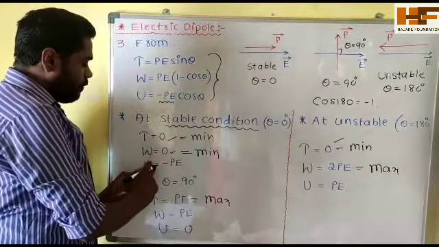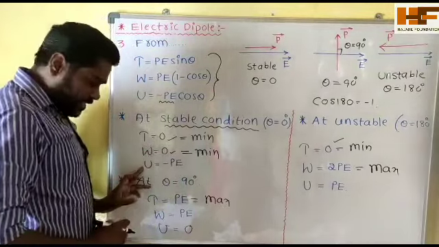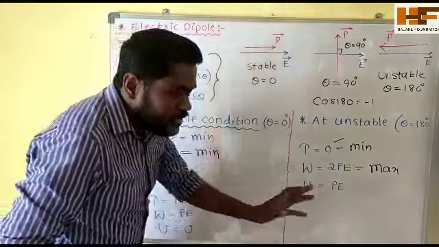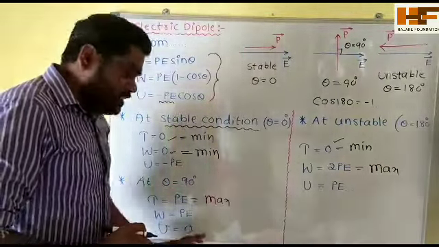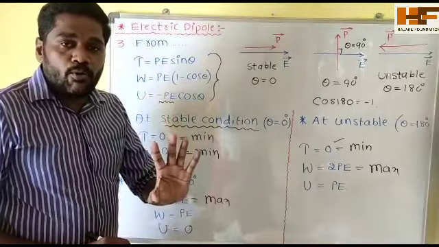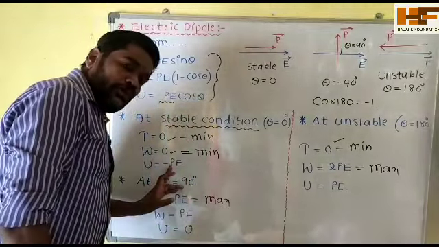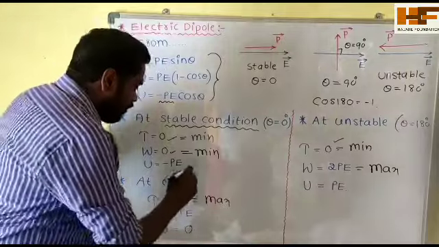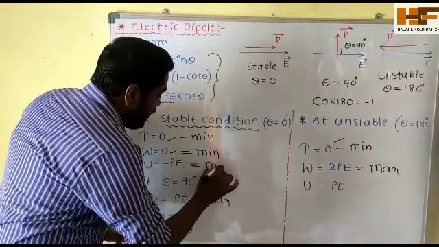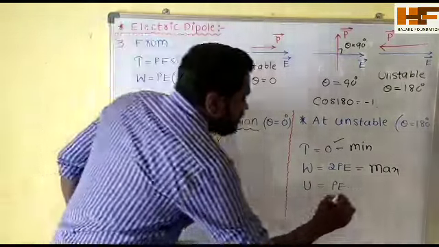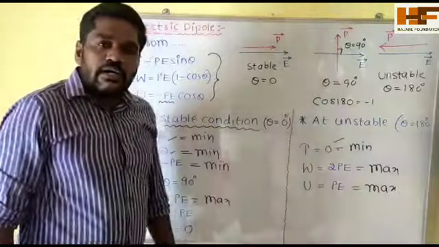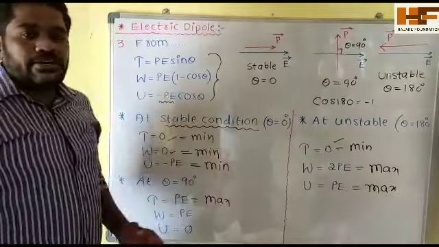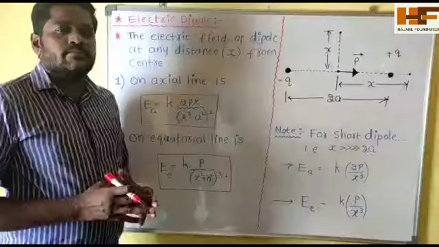Now come to the potential energy: U is equal to minus Pe, U is equal to 0, U is equal to Pe. What is maximum and what is minimum? You might feel that U is equal to 0 is minimum. No, because a negative value is smaller than 0. Therefore you can say this is the minimum value and this is the maximum value. These are also important for the conceptual questions in the electric dipole concept.